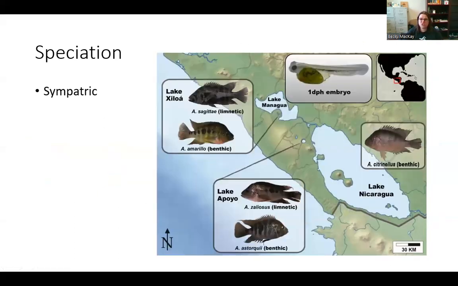You can also have speciation that occurs without a barrier. And this is what we call sympatric speciation. So there's absolutely no barrier here. They just evolve differently in the same environment. So what happens here, and this is an example of fish in Central America, Nicaragua specifically.